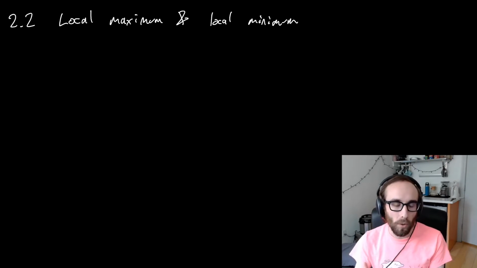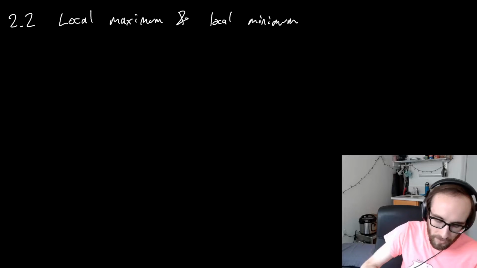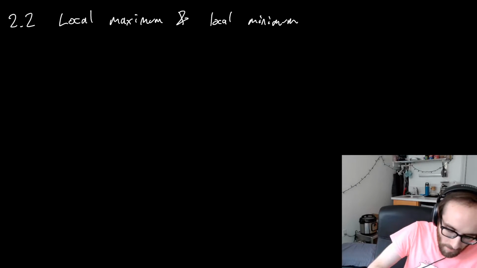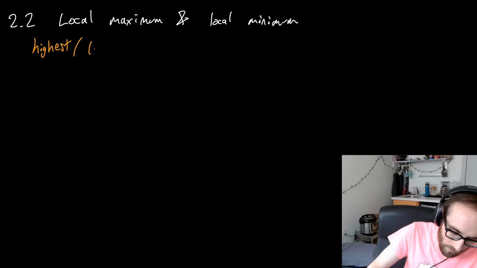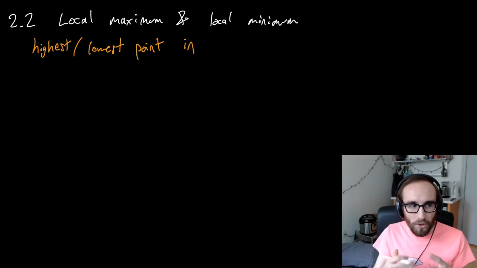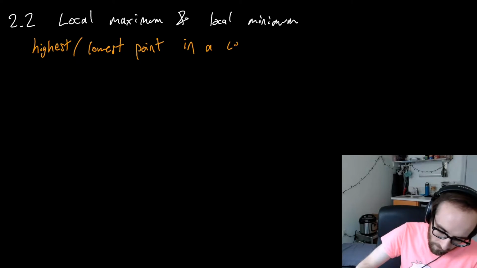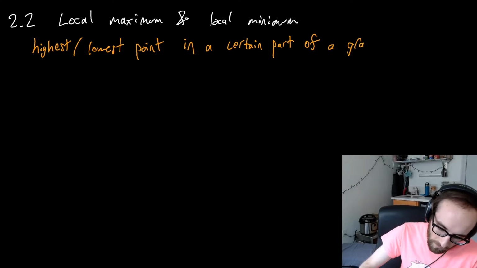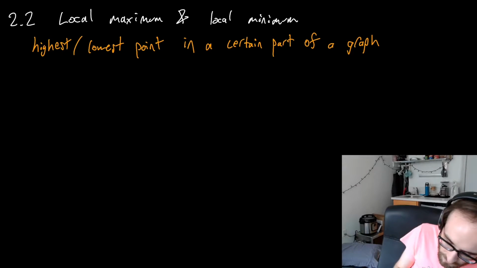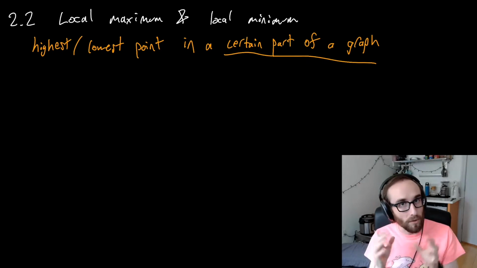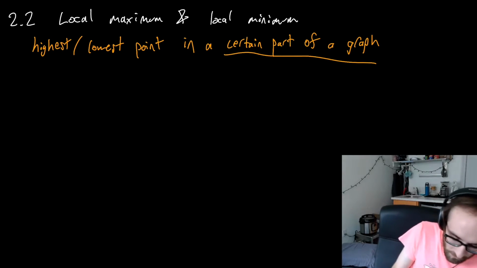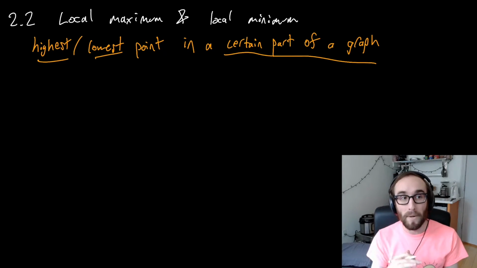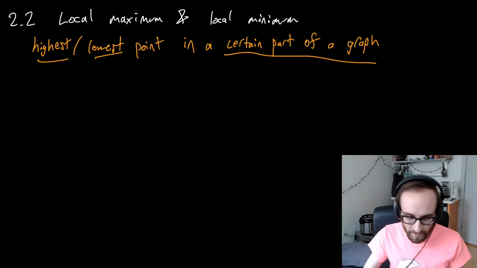Taking a look at what these mean. A local maximum or a local minimum, if we just wanted to describe it in plain terms, means the highest or lowest point in a certain part of the graph. So looking at a specific part of the graph, that's where the local comes from. So we're just looking locally within a certain area. The highest or lowest is where we see the maximum or the minimum point. Let's take a look at an example.